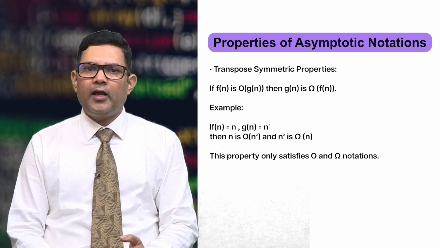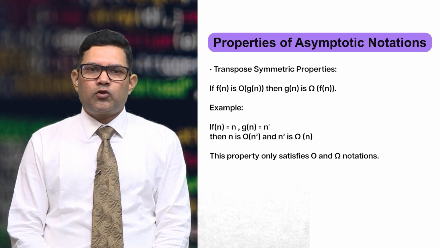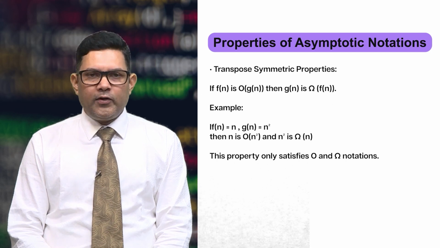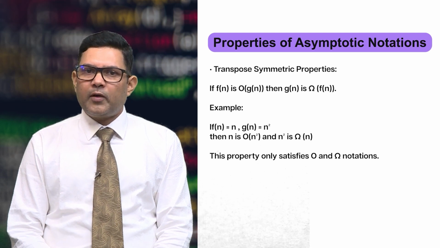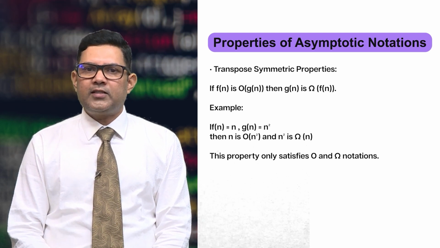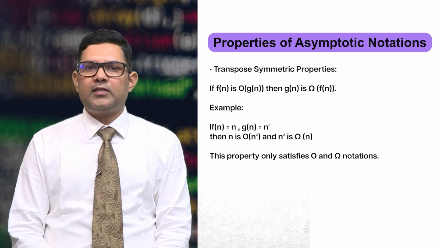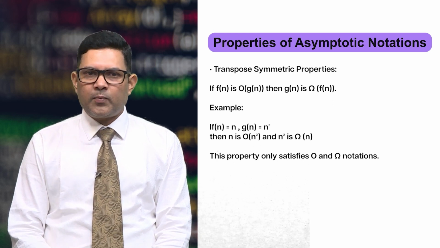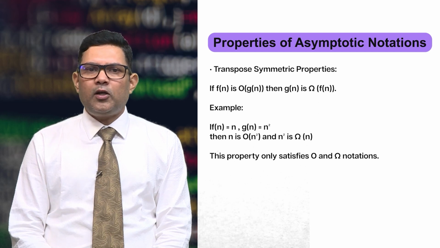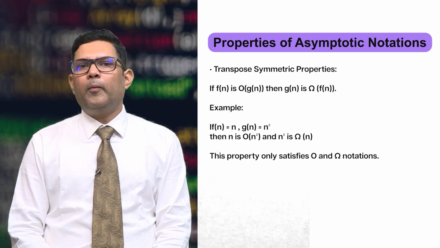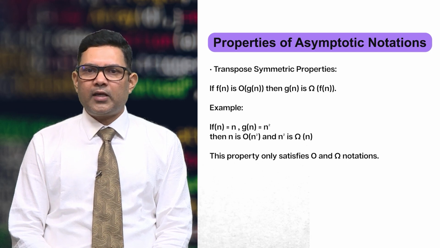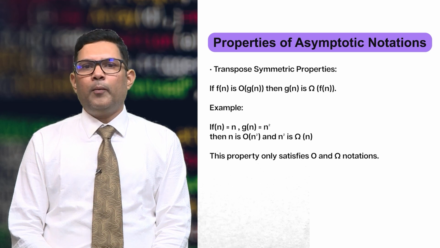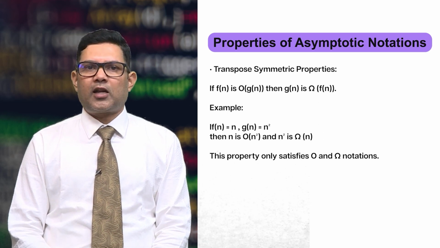And we can conclude that n square is omega of n. Whenever we are dealing with omega notation, we know the condition is f of n is greater than or equal to c times g of n. Here the value of f of n is n square and the value of g of n is n, so we can conclude that n square is greater than or equal to 1 times n. So both conditions are satisfied, but we have to remember that this property is only satisfied by big O and omega notation. Theta does not satisfy the condition because theta is used for the exact value, but here we are dealing with upper and lower bounds. So big O and omega, these two notations satisfy the transpose symmetric property.